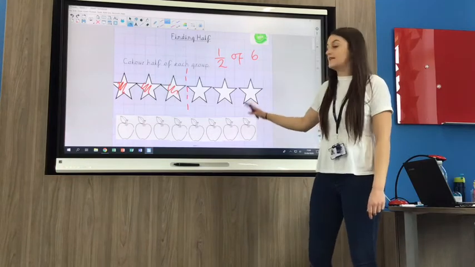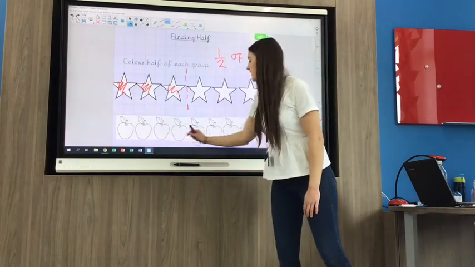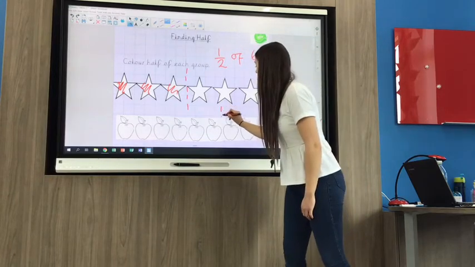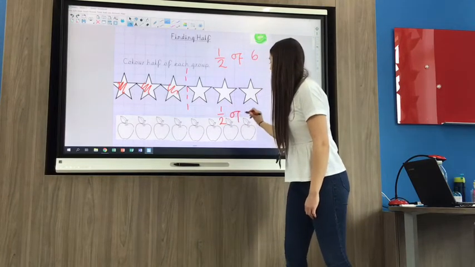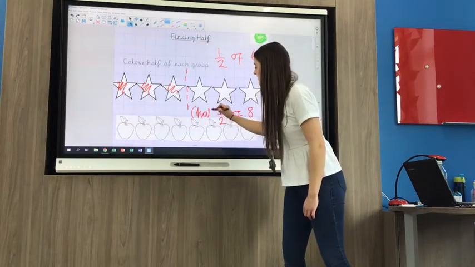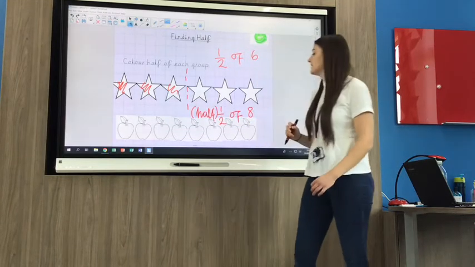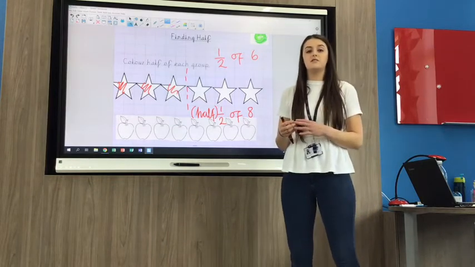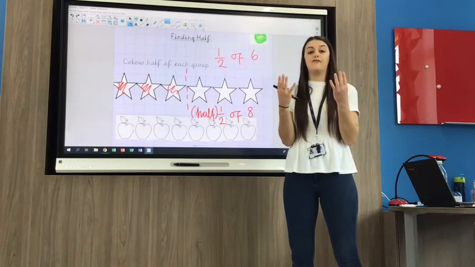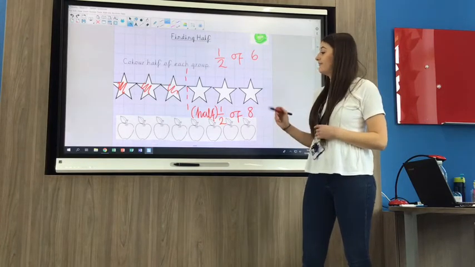Right, let's look at the apples now. So first of all, I'm going to count them. 1, 2, 3, 4, 5, 6, 7, 8. So the question is asking me half of 8. We can also write it like this, in brackets there. Now I already know half of 8, because I know 4 add 4 equals 8. I've got 2 equal groups there of 4. So I know I need to shade in 4 apples.